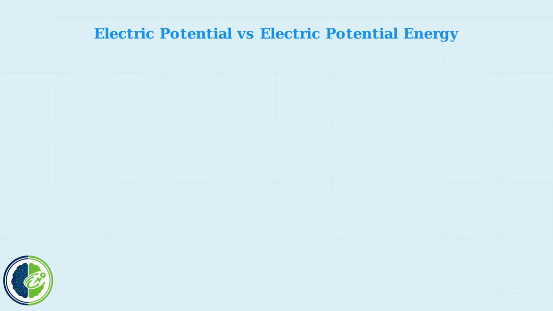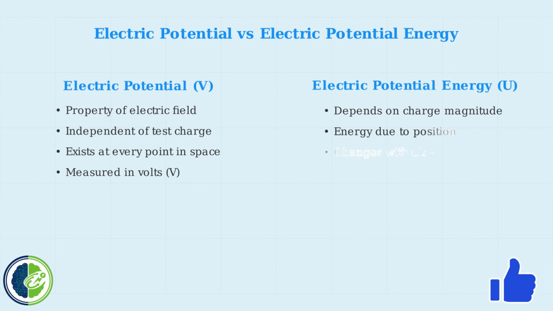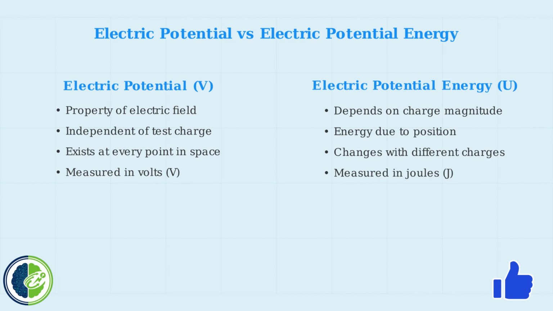Understanding the difference between electric potential and electric potential energy is crucial in electrostatics. These two concepts are related but fundamentally different. Electric potential, denoted by V, is a property of the electric field itself. It exists at every point in space around a charge, regardless of whether we place a test charge there or not. Electric potential energy, denoted by U, depends on both the electric potential at a location and the magnitude of the charge we place there.